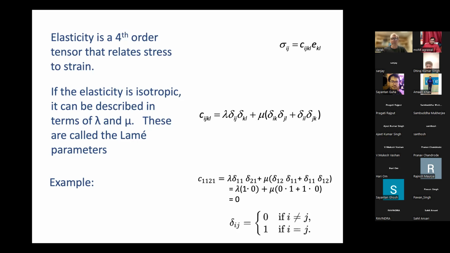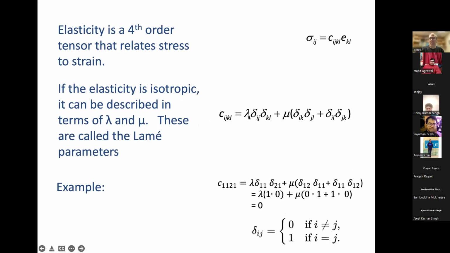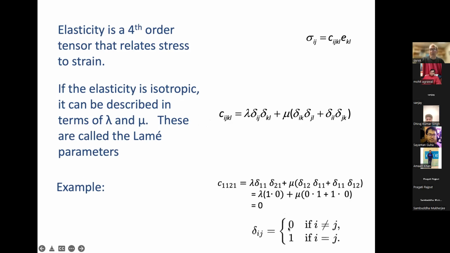These are called the Lamé parameters, and it follows this formula: C sub ijkl equals lambda times delta ij delta kl plus mu times (delta ik delta jl plus delta il delta jk). Now delta here is the Kronecker delta function. It's 0 if i doesn't equal j and 1 if i equals j.